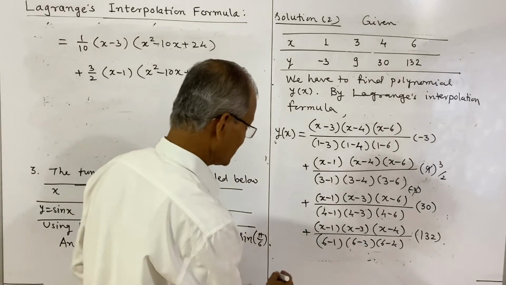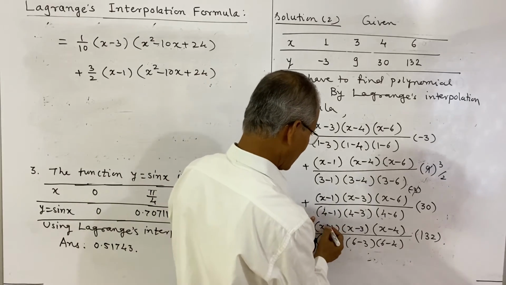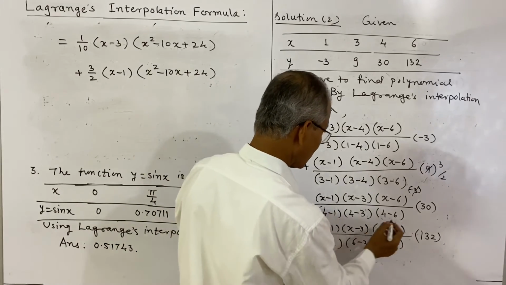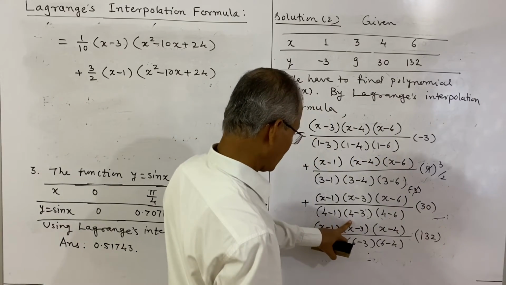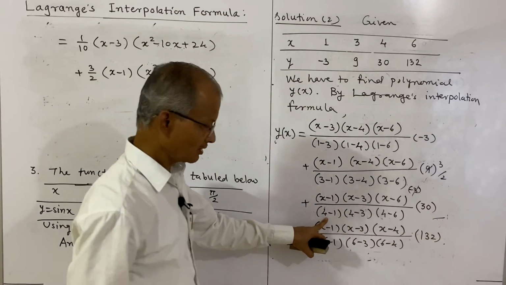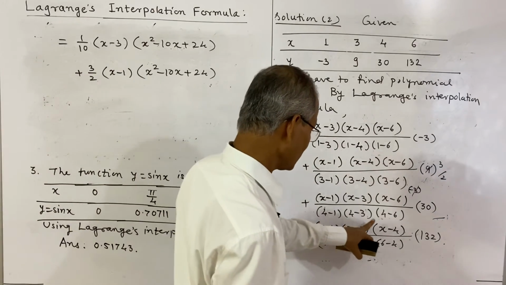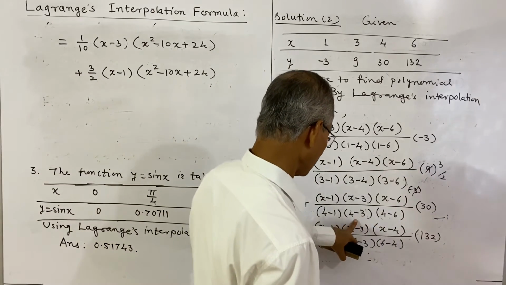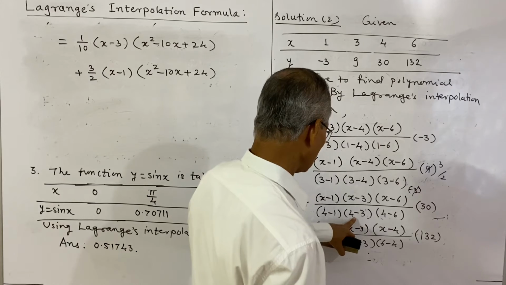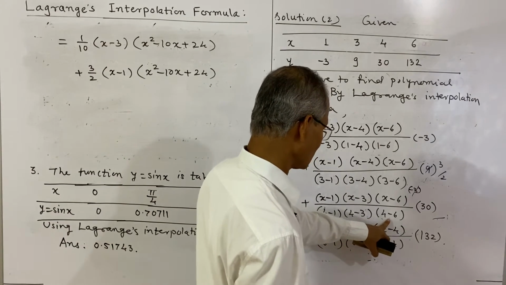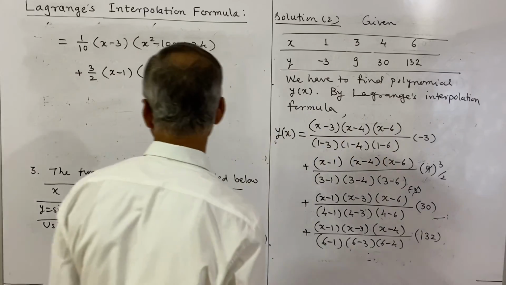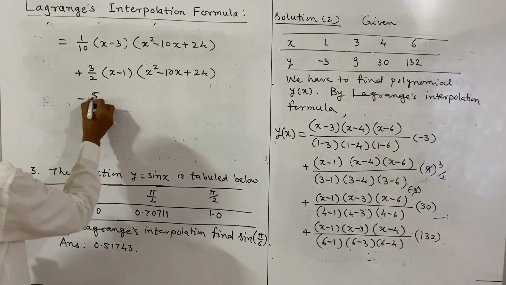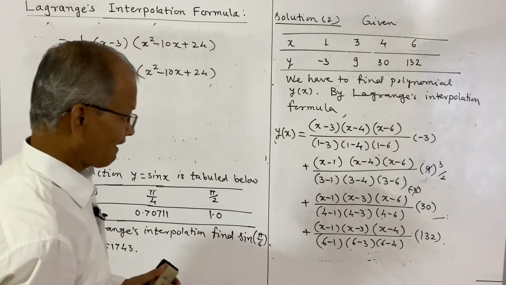And now this term, you see, this is 3, and this 3 cancels, 30 gives 10. Then the sign is, this is positive, and this is negative. So sign here is negative. So this is 3, and this is 1, and this is minus 2. So 10 by 2 is 5. So minus 5 by 2 it will be. You have to check this.